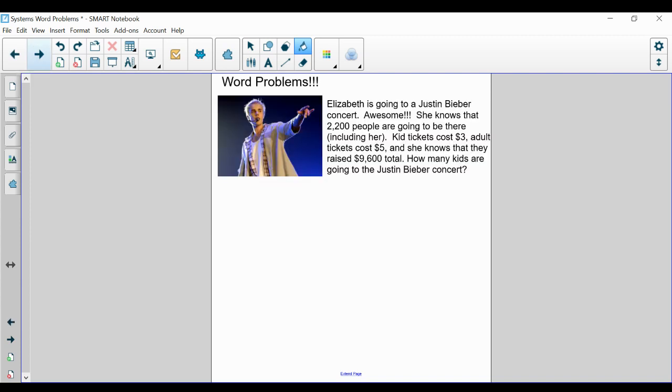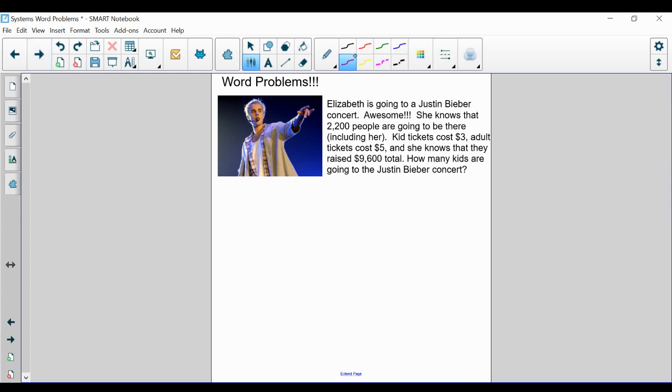So for all the Justin Bieber fans out there, here's a word problem for you. It says Elizabeth is going to a Justin Bieber concert. Awesome. And she knows that 2,200 people are going to be there, including her. Kid tickets cost $3 and adult tickets cost $5. Those are fantastic prices. And she knows that they raised $9,600 total. How many kids are going to be at the Justin Bieber concert?